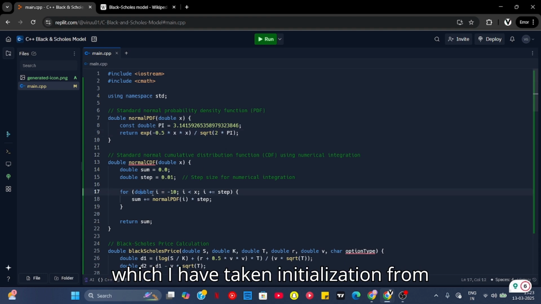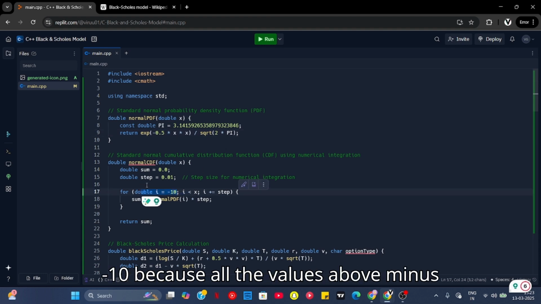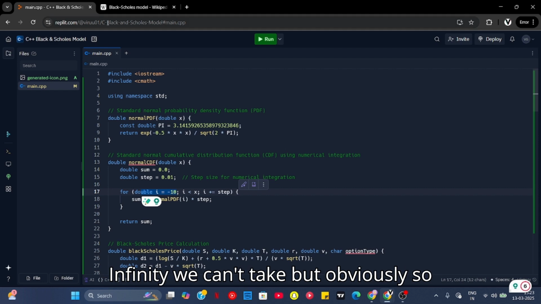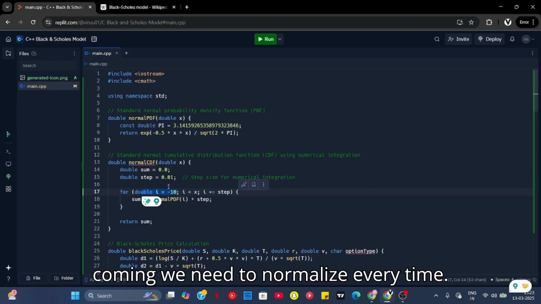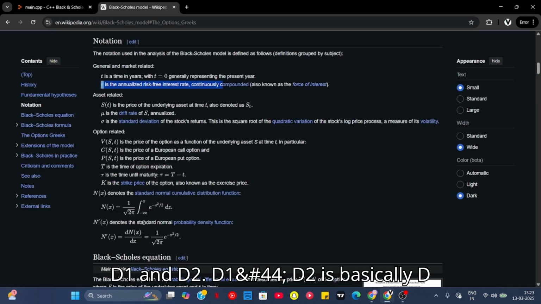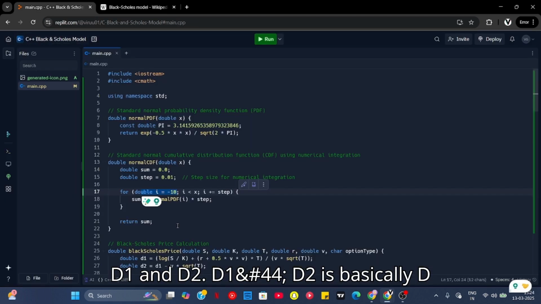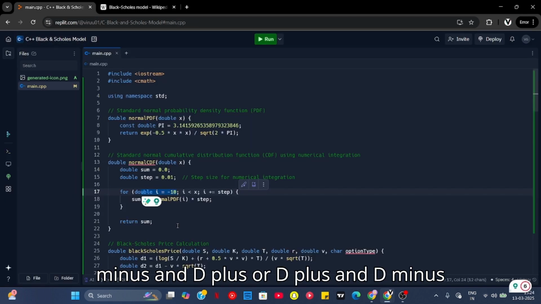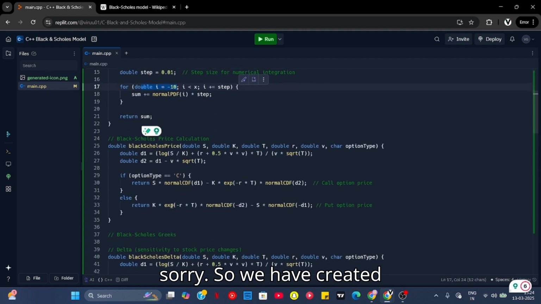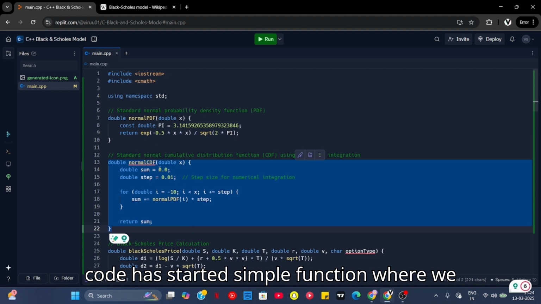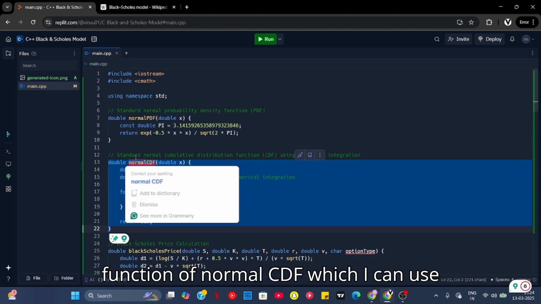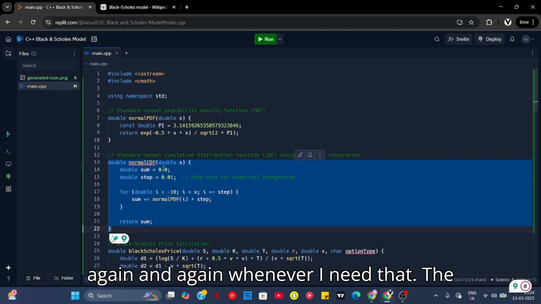For the normal CDF, I have taken the initialization from -10, because we can't take all values down to minus infinity, and below -10 all the values are effectively 0. So we take -10 up to whatever the x value comes out to be. We need to normalize d1 and d2 every time, d plus and d minus. So we have created a simple function, and our main code has started. I created a normal CDF function which I can use again and again whenever I need it.